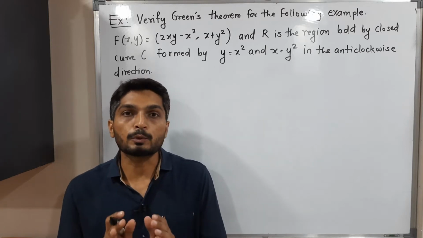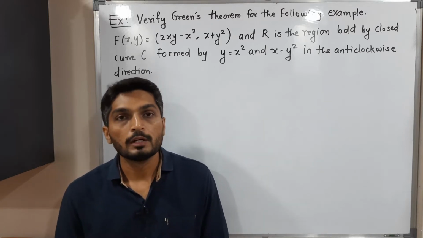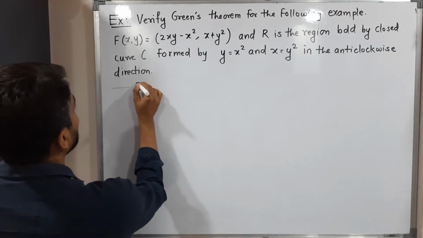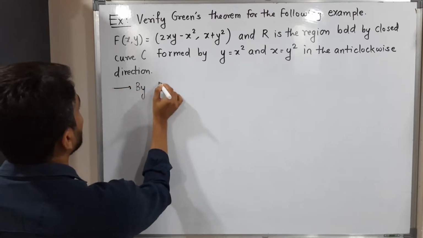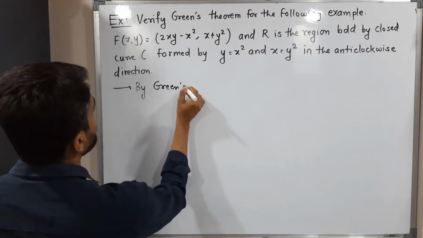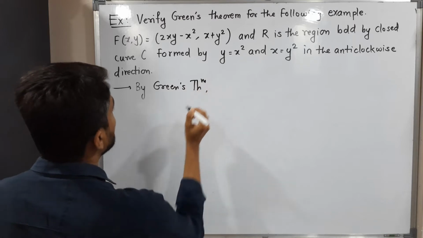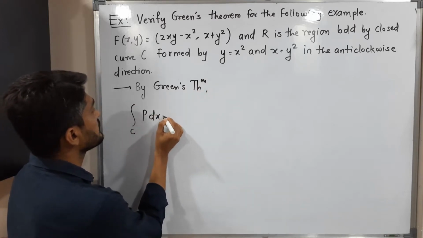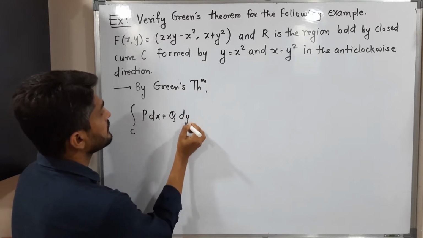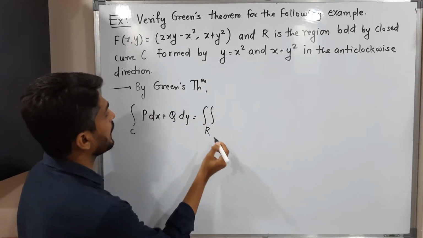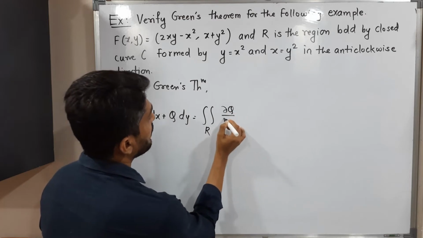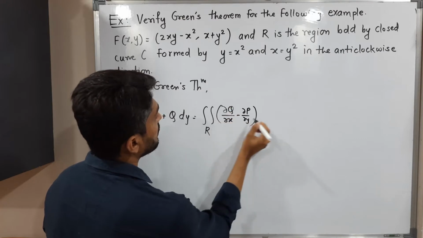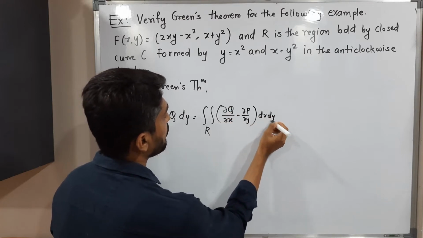Getting? So the same procedure we are going to follow. Let us write the statement of Green's theorem first. What is the statement of Green's theorem? Integration over C P dx plus Q dy is equal to double integration over R of delta Q by delta x minus delta P by delta y dx dy. So this is the statement of Green's theorem.